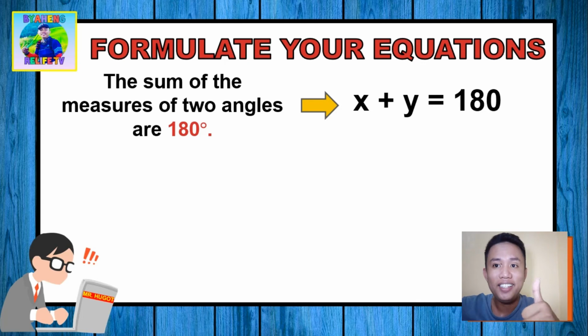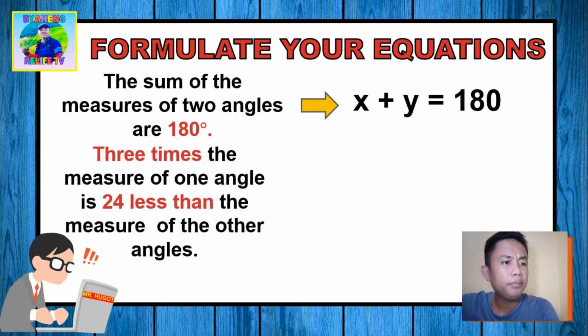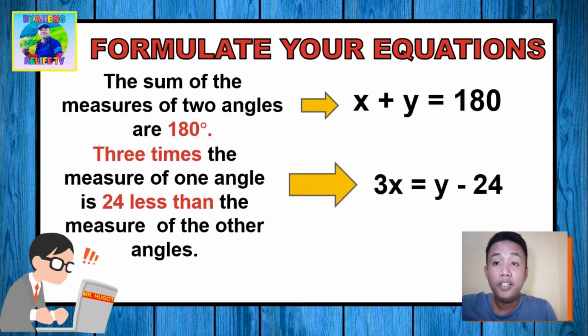Matik. Tama? Okay. Tingin nyo, anong sunod nating bibigyan pansin? Tama po kayo dyan. Yung ating second statement. Yung second statement, guys, ang pag-uusapan natin, 3 times the measure of the one angle is 24 less than the measure of the other angle. O, diba? Alam ko na sa isip nyo, yan po ay 3x equals to y minus 24. Yung isang angle na 3 times the other one ay y minus 24, which is 24 less than.